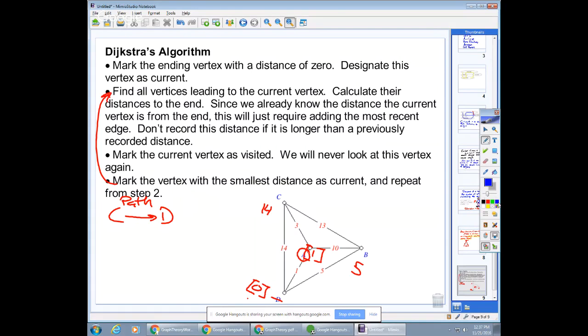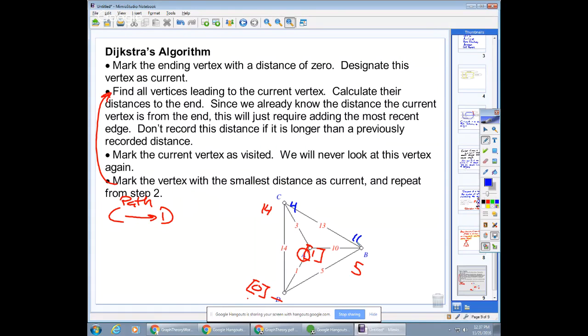Now, when I make my mark here, let's see, since we already know the distance the vertex is from this end, we'll just require adding the most recent edge. So the most recent edge to A is 1. 1 plus 3 means I have a 4 getting up there to C now. Oops, I shouldn't have put that in brackets, sorry. And then you'll have 11 if you're going to B. Okay, yeah, if I'm going to B, I've already accumulated 1, I got a 10 to get to B, so that puts me at 11 over there.